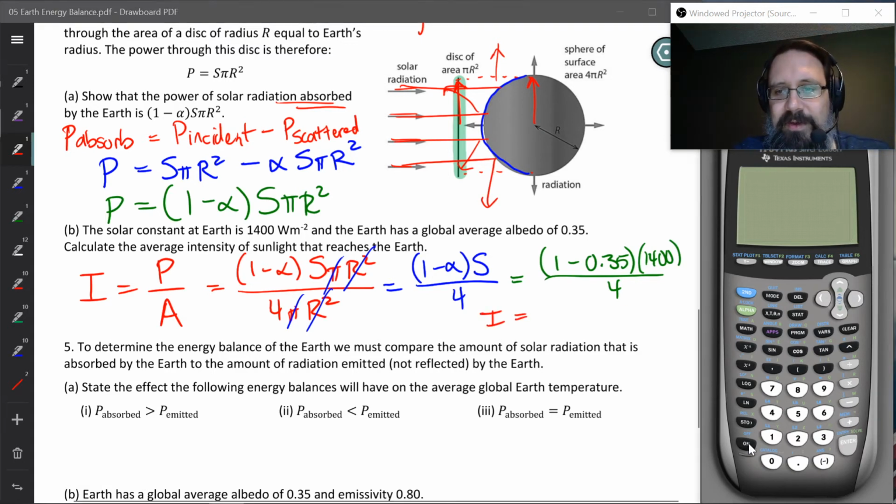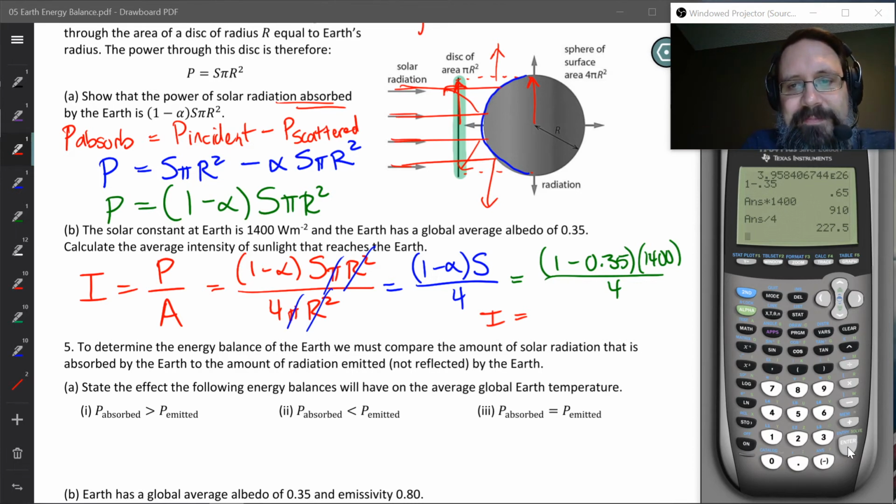But let's do this. Okay, so we're going to take 1 minus 0.35. I'm going to multiply that by 1400 and then divide that by 4. And so we get about 230.